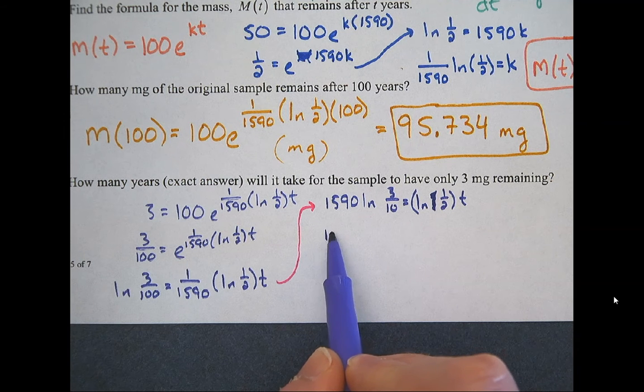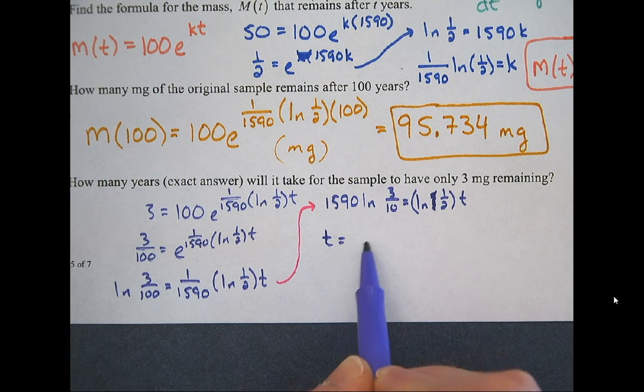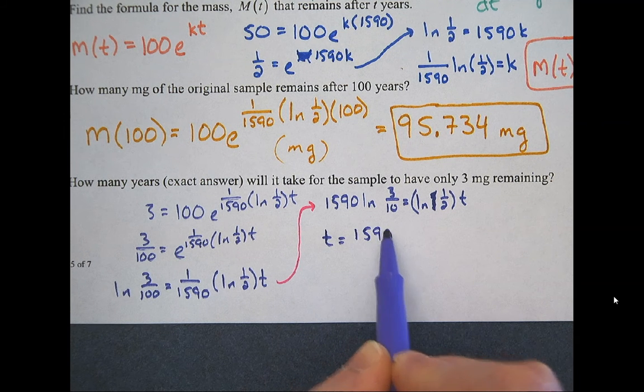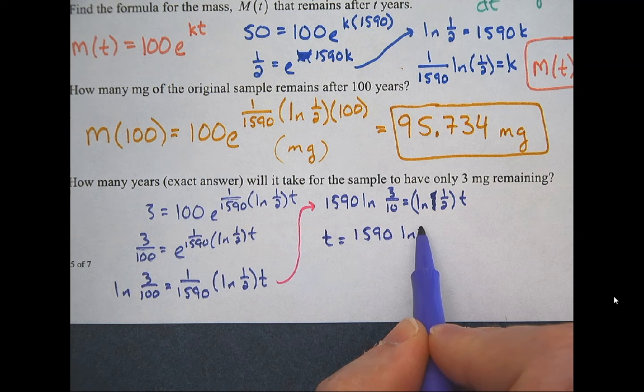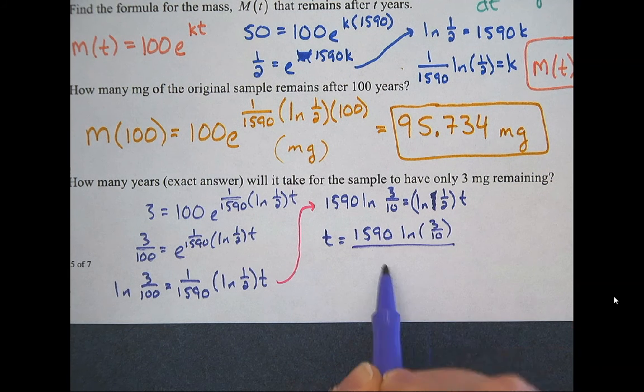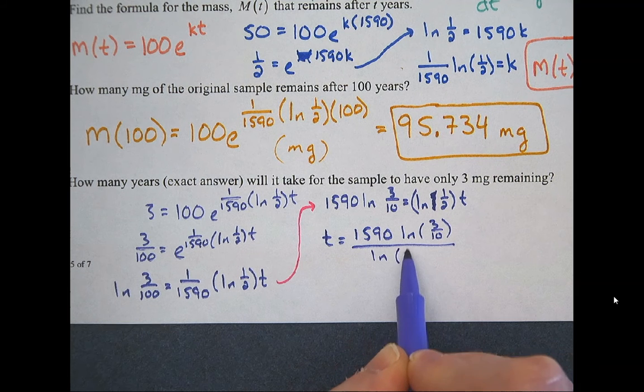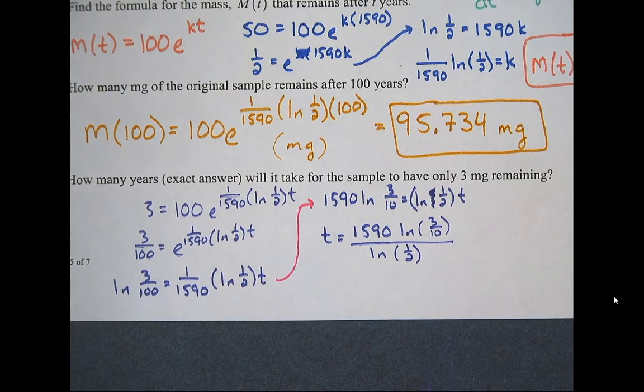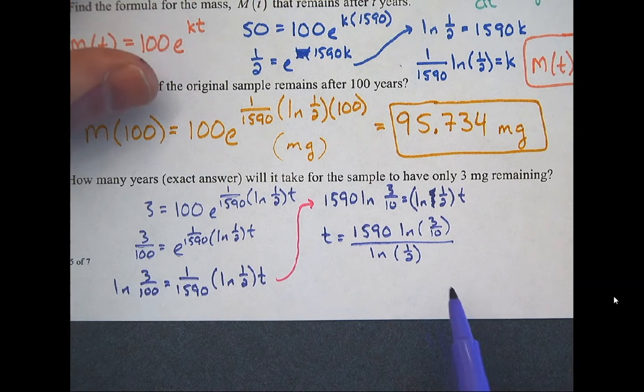So now we have, I'm going to try it this way. t equals 1590 natural log of 3/100 over natural log of 1/2. Now, I would be more than happy with that answer. I would probably tell you to just type it in the calculator. But if this was a multiple choice, they would try to clean this sucker up. So let's see if there's some different ways that we could clean this up.